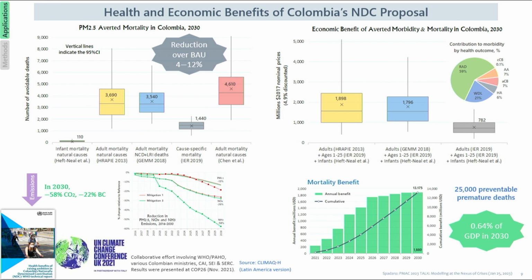The bar chart at the bottom right indicates the mortality benefit trend between 2021 and 2030. An expected 25,000 premature deaths would be averted for an equivalent economic benefit of over $13 billion. In 2030, the benefit represents 0.64% of GDP.